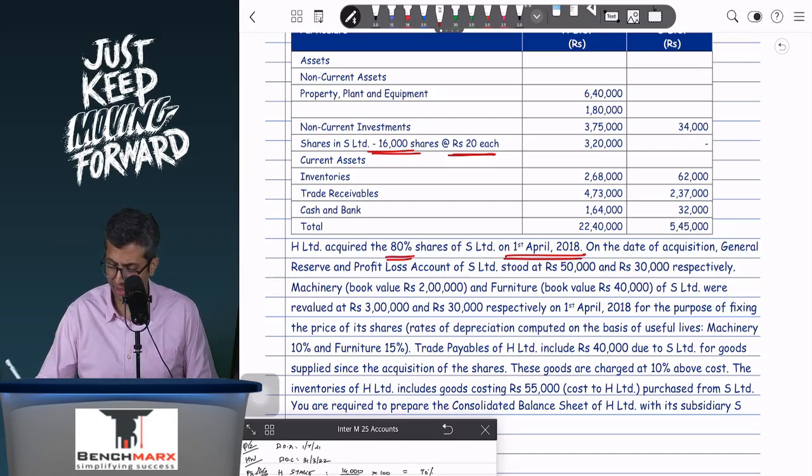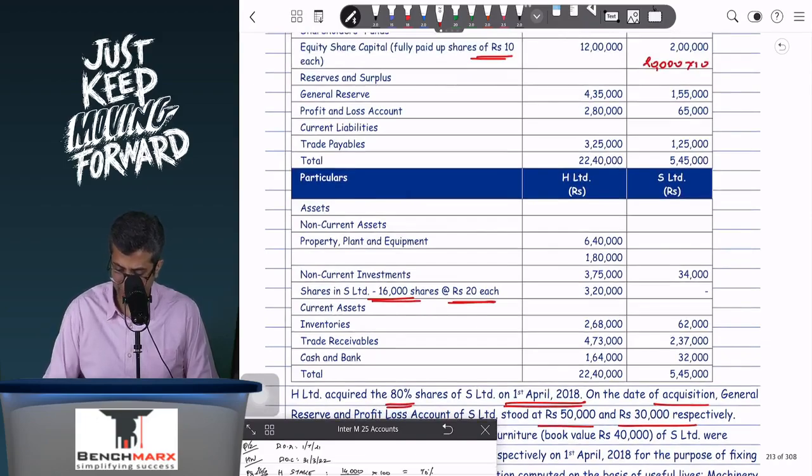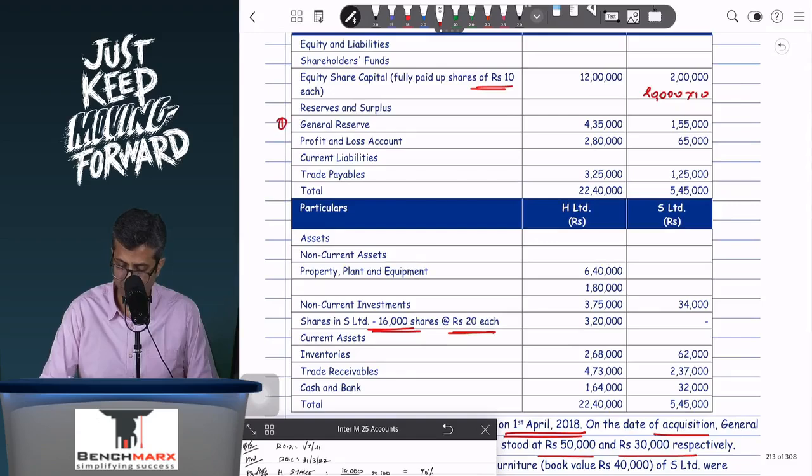DOA, 1st April 18. On the acquisition, general reserve and profit and loss stood at 50,000 and 30,000 respectively. So this is as on the acquisition date, the reserves. And hence, if you were to call this as 0.1, let's say the effect over here will be for 0.1.